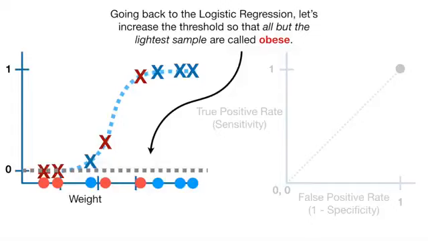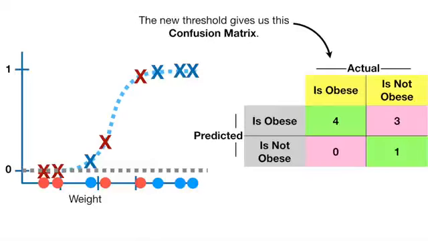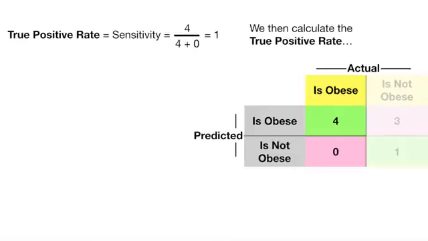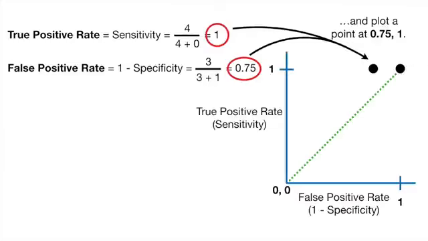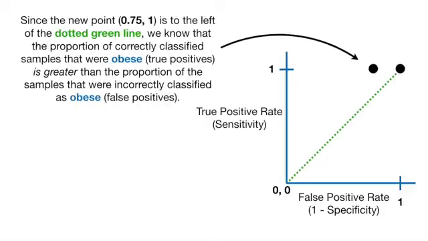Going back to the logistic regression, let's increase the threshold so that all but the lightest sample are called obese. The new threshold gives us this confusion matrix. We then calculate the true positive rate and the false positive rate, and plot a point at 0.75, 1. Since the new point is to the left of the dotted green line, we know that the proportion of correctly classified samples that were obese is greater than the proportion of samples that were incorrectly classified as obese.